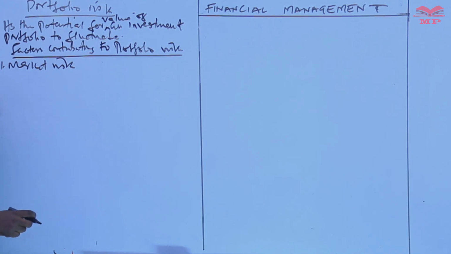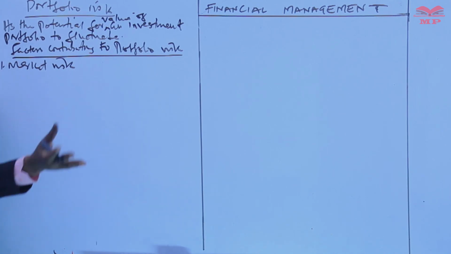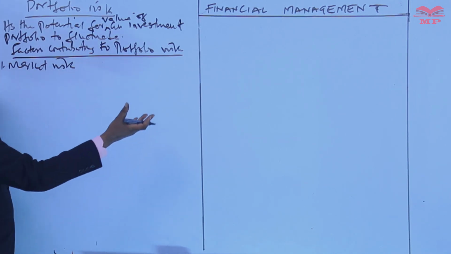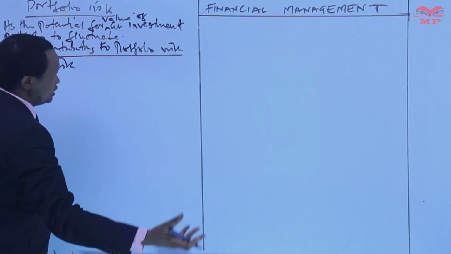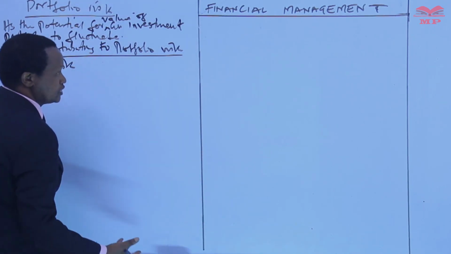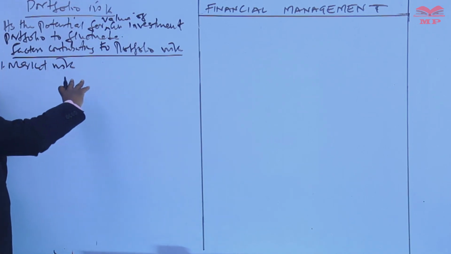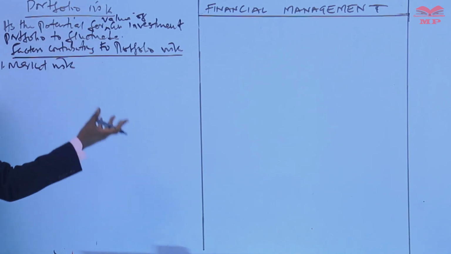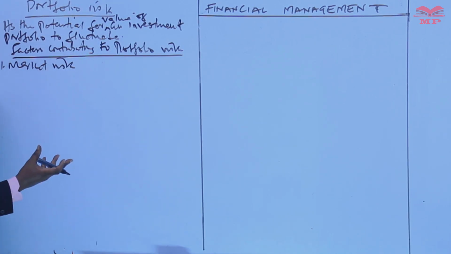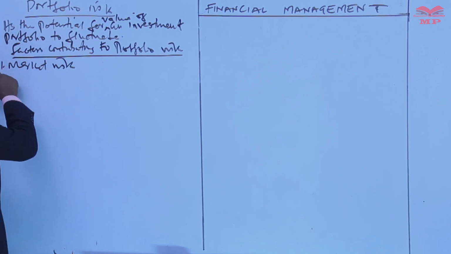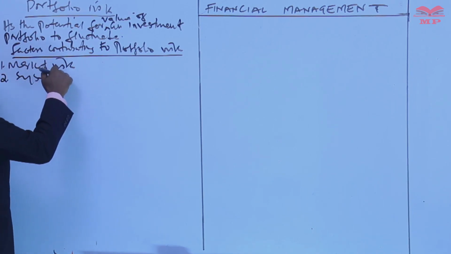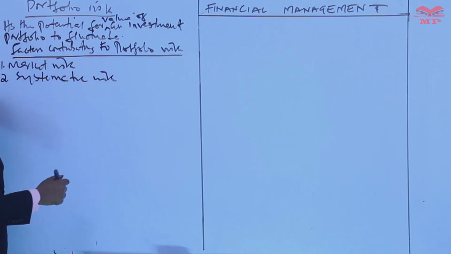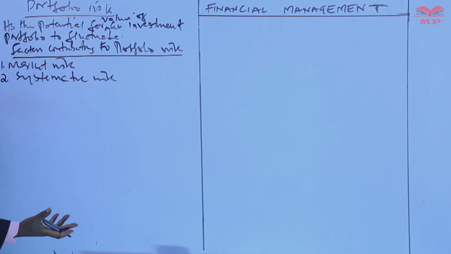Now, market risk is the risk associated with the overall market fluctuations, such as interest rate changes, inflation rates, economic downturns, and so on. These are risks that affect all businesses in the market. That can reduce the value of an investment portfolio. 2, systematic risk. This is the type of risk that affects the entire market and cannot be completely eliminated through diversification.